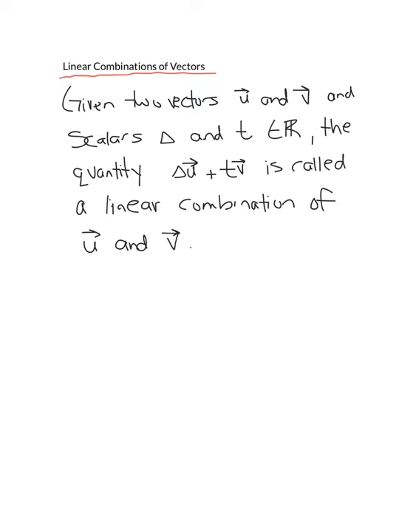Alright, so one quick thing that I wanted to mention before we start into our examples. Given two vectors, vector u and vector v, and two scalars, s and t, which are both elements of the reals, the quantity s times vector u plus t times vector v is called a linear combination of vector u and vector v.